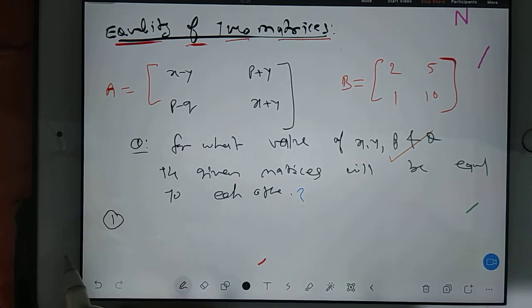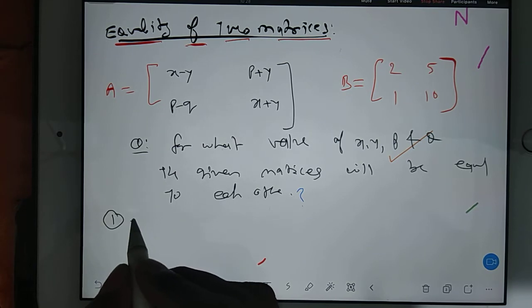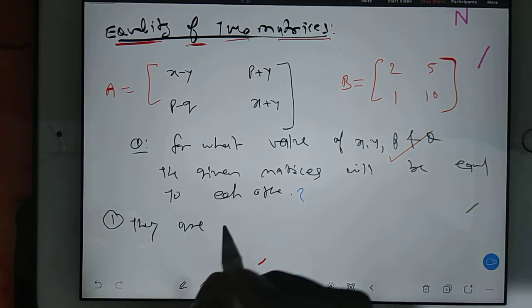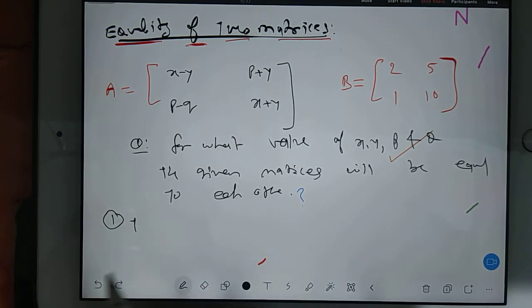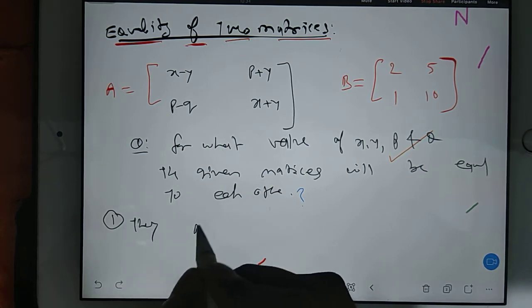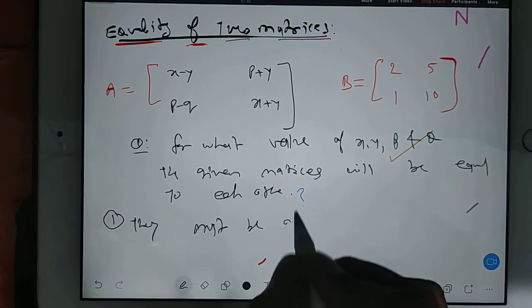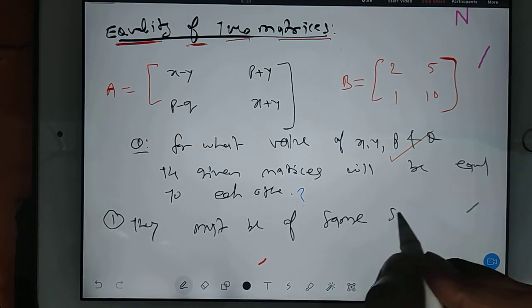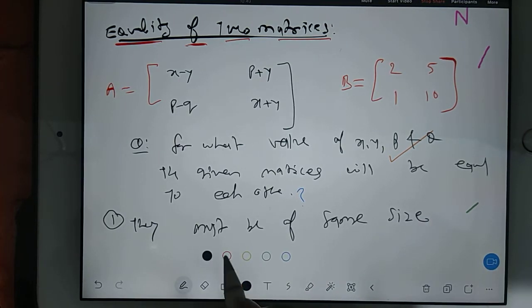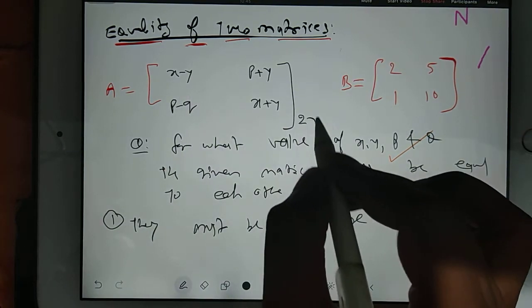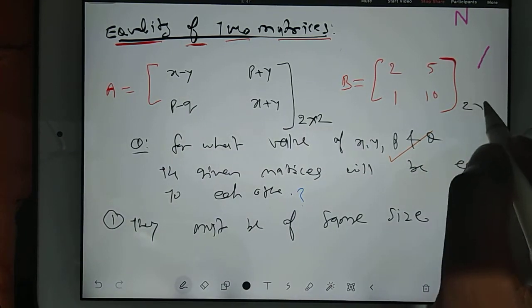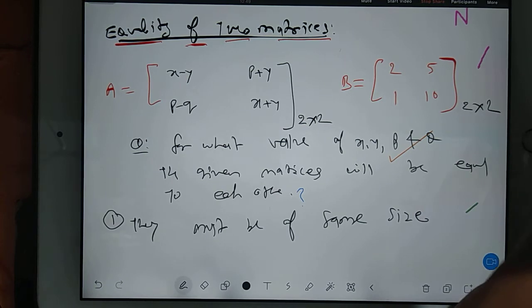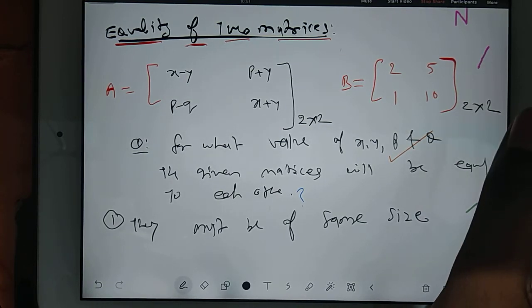What is the first condition? The first condition is they must be of the same size. You know what is the meaning of size here? Size means, here you can see it is a 2 cross 2 matrix. So here it must be a 2 cross 2 matrix. Then only we call them same size matrices.